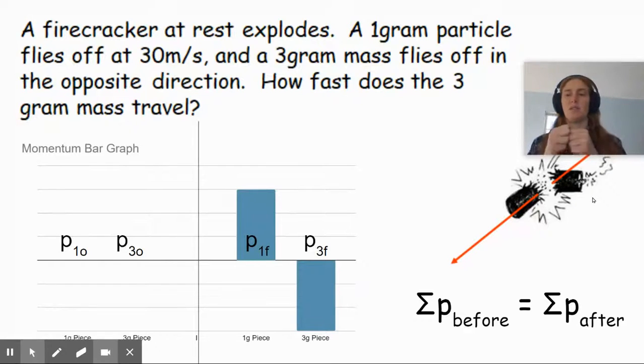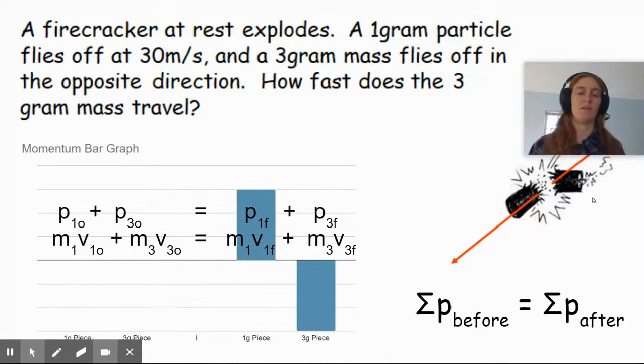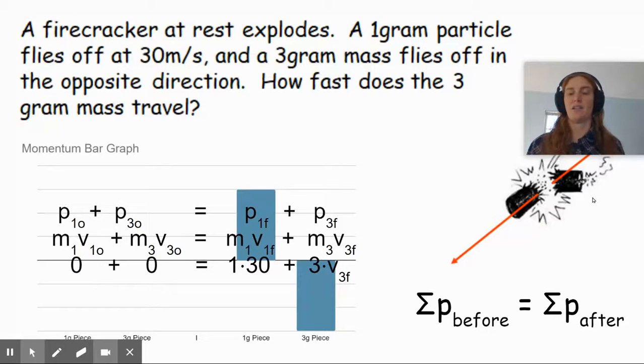So both pieces started from rest, which means that their momentum is zero, because whatever their mass is times the velocity of zero is going to give you a momentum of zero. And then have that equal to the momentum of one going one way plus the momentum of the other going the opposite direction. So I'm going to go ahead and put in the plus signs here. And then I'm going to put in mass times velocity. And then I'm going to substitute in the numbers and solve for the velocity of the 3 gram piece.